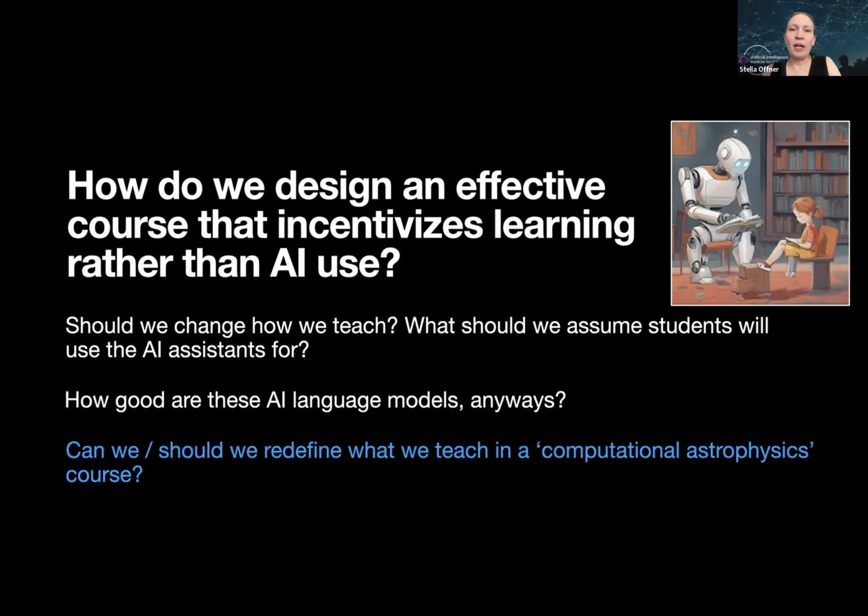So since I have 10 minutes, I want to talk about one other topic, which is, should we redefine what we teach in a computational astrophysics course? Because AI is not just simply language models. It's a huge Swiss Army knife that can do all kinds of things, including things that we've historically done under the umbrella of computational astrophysics.